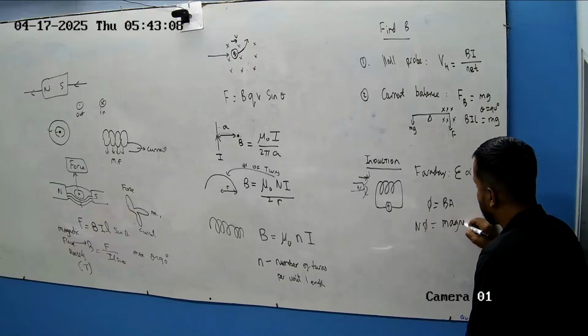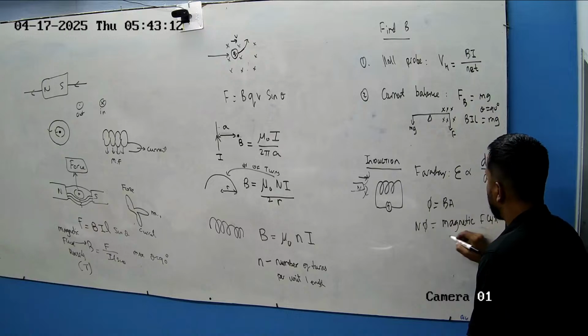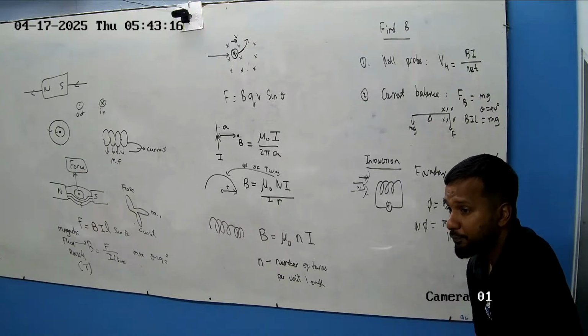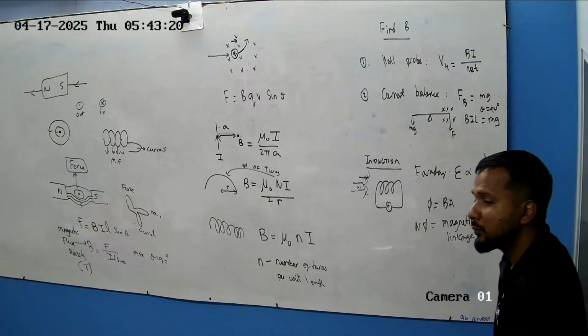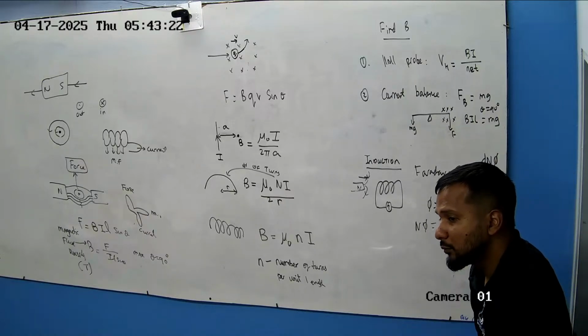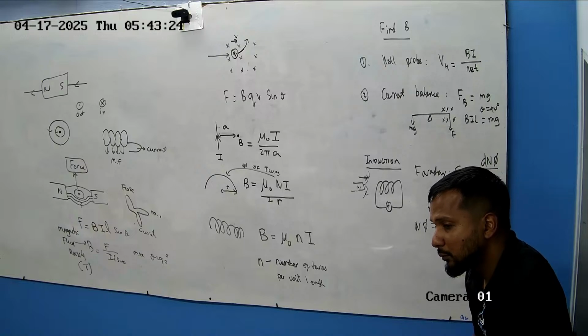Any formula for this? Any kind of raw formula? The EMF is equal to k times d over dt of the magnetic flux linkage.